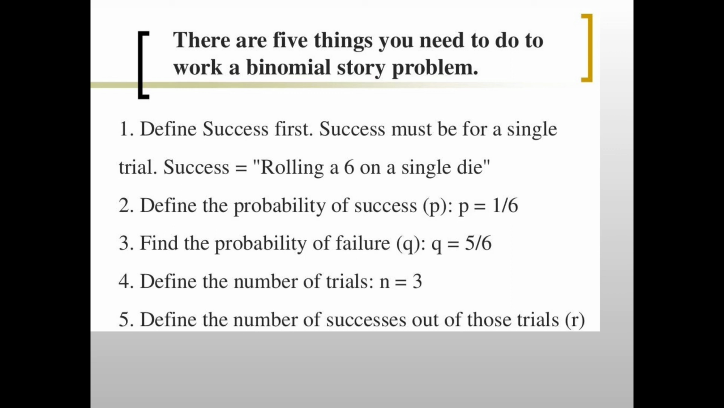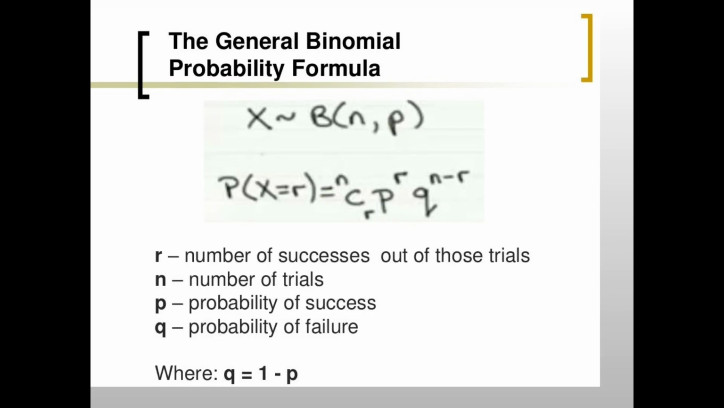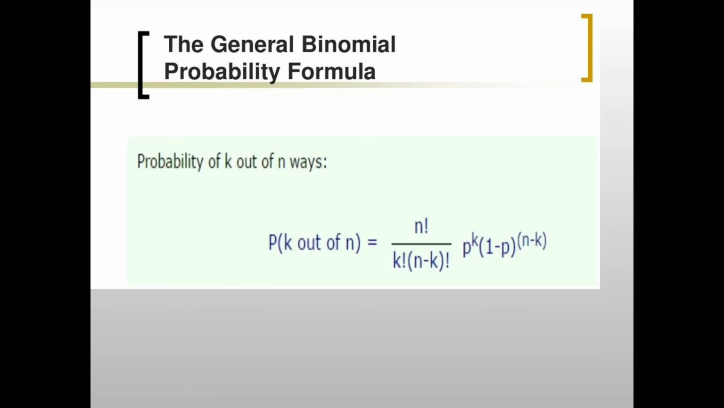Define the number of successes out of those trials as R. The general binomial probability formula: here you can check the formula given. In this formula, R denotes the number of successes out of those trials, N denotes the number of trials, P is the probability of success, and Q is the probability of failure, where Q is equal to 1 minus P.